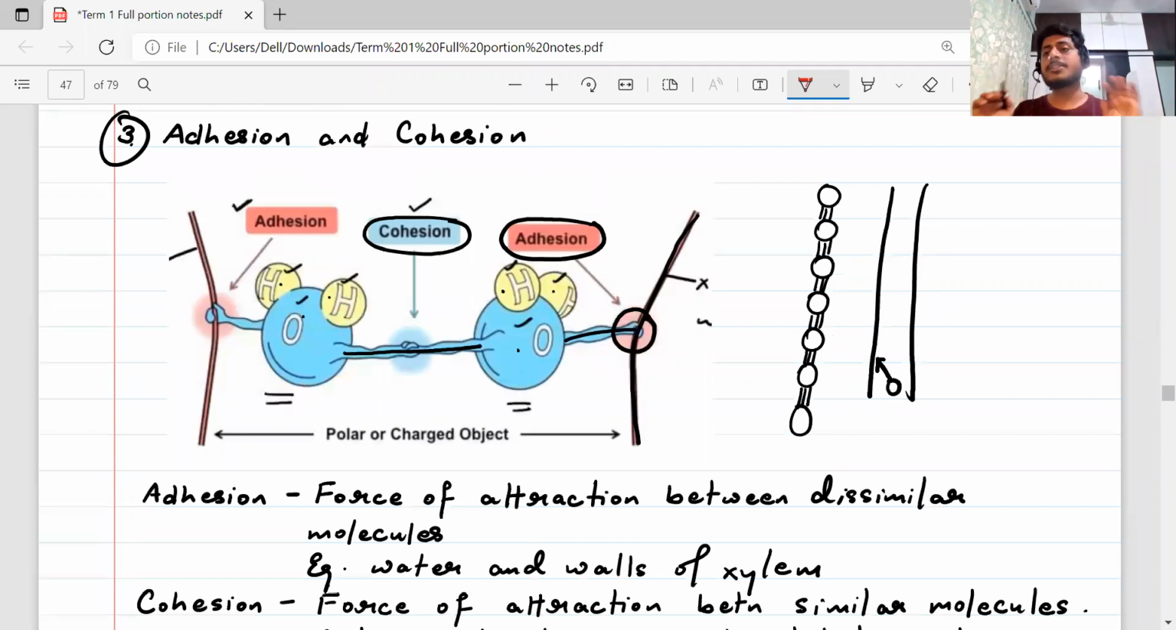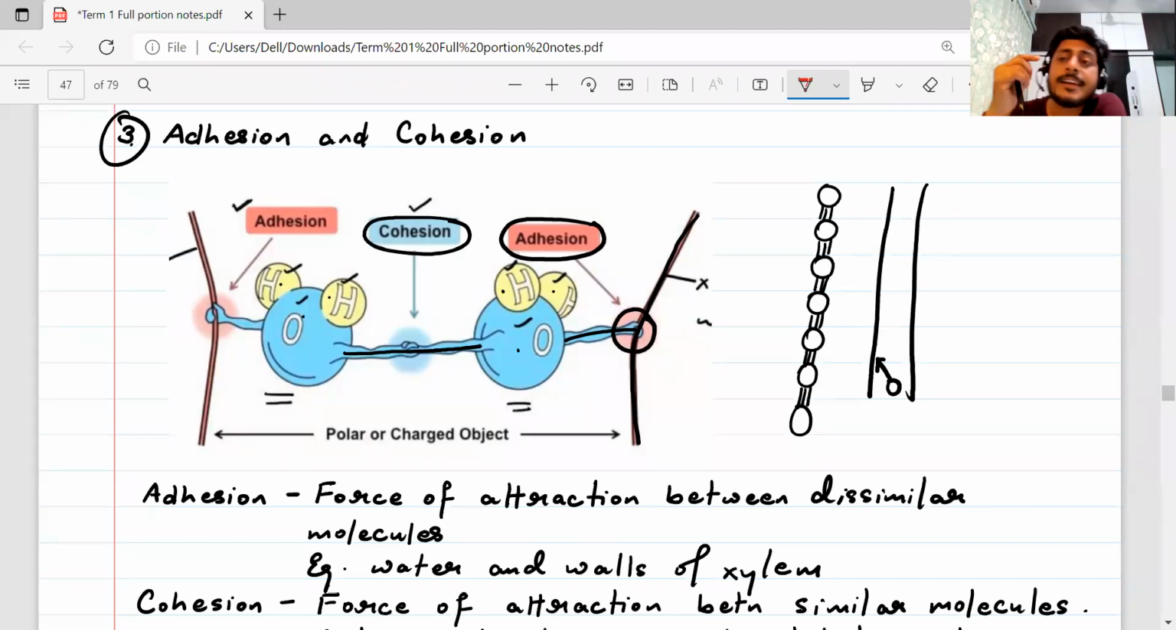The force of attraction between two water molecules is cohesion. Cohesion is force of attraction between similar molecules, and adhesion is force of attraction between dissimilar molecules. Dissimilar molecules will be walls of xylem and water molecules, and similar molecules will be water and water molecules. The attraction between walls of xylem and water is adhesion, and the attraction between water and water is cohesion.